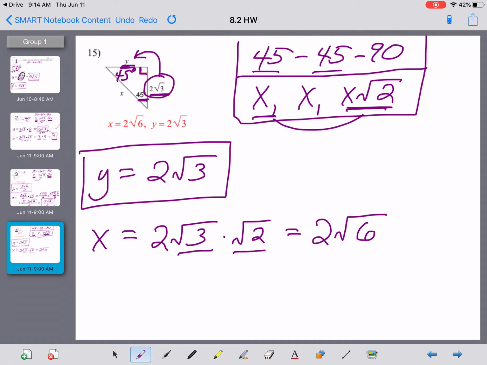Now, the only thing that could potentially happen now is that that radical could be simplified. So ask yourself, are there any perfect square factors that go evenly into 6? 4 doesn't work, and anything beyond 4 is too big. 9, 16, 25, 36, and so on and so forth. None of that works. So that means, everybody, that 2 root 6 is the simplest answer that you could possibly come up with for x.